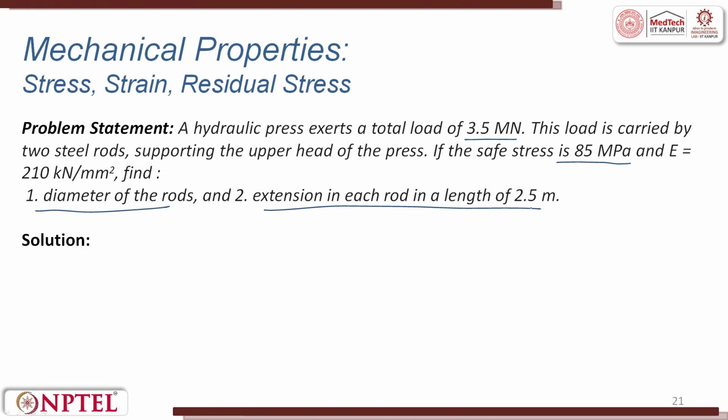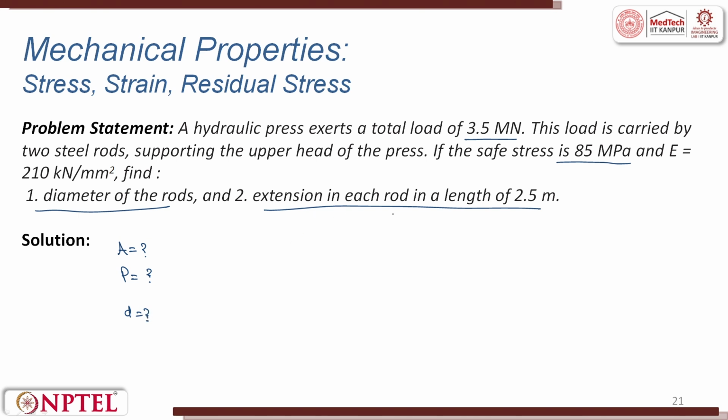To find the diameter of the rod, you first have to find the area over which the load is being applied. So the load carried by the two rods has to be determined, that is, the value of P is to be determined. Based upon the value of P, then calculate the total area, stress is given, and you will finally find the diameter of the rods, that is D, accordingly.